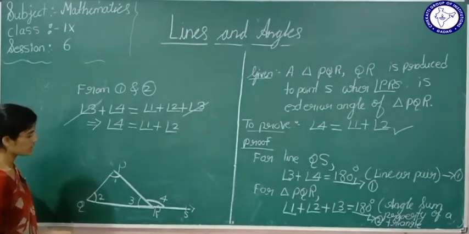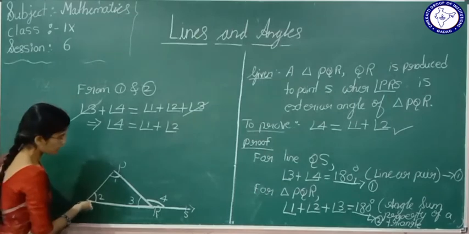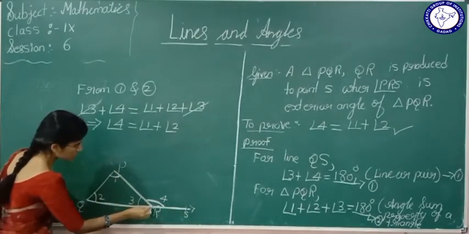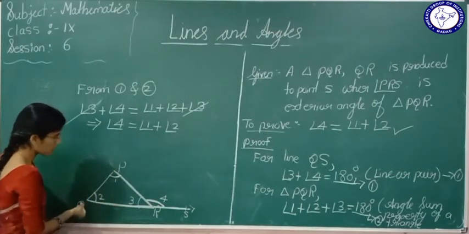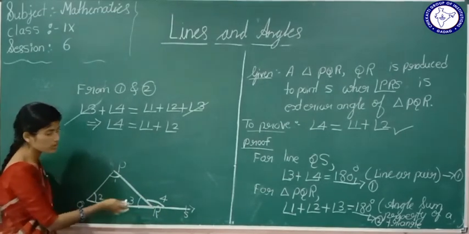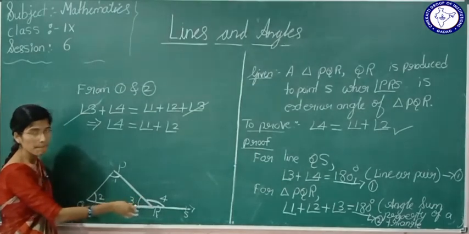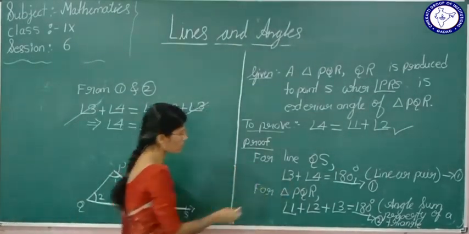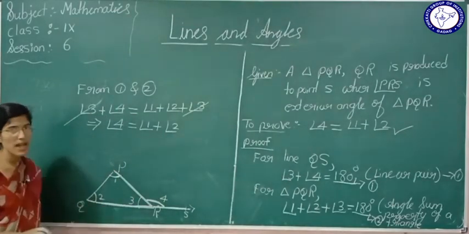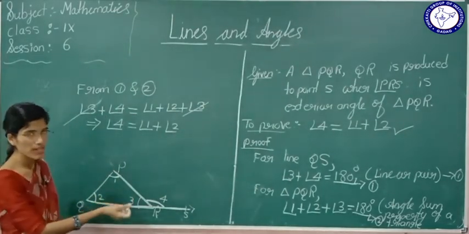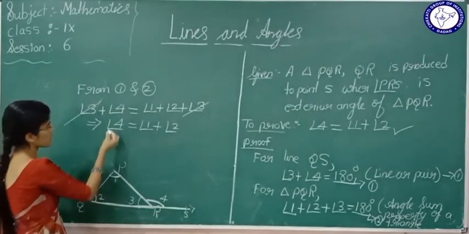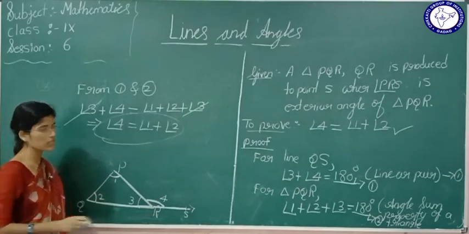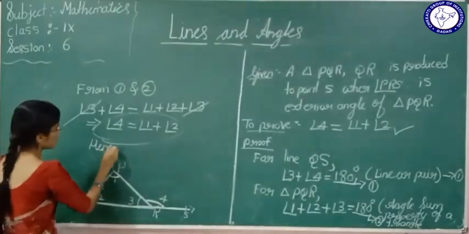What have we done? For line QS, here PR is a ray standing on QS. We used linear pair, right? We got equation 1. For triangle PQR, we have used the angle sum property and we have got equation number 2. From equations 1 and 2, we got exterior angle is equal to sum of interior opposite angles. Hence, proved.